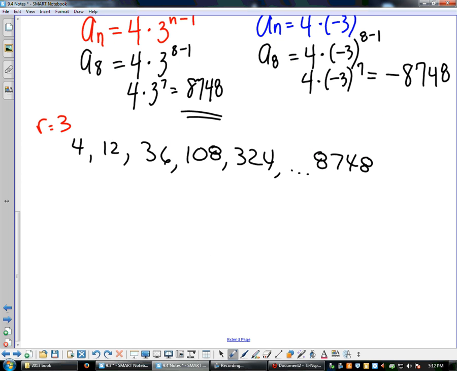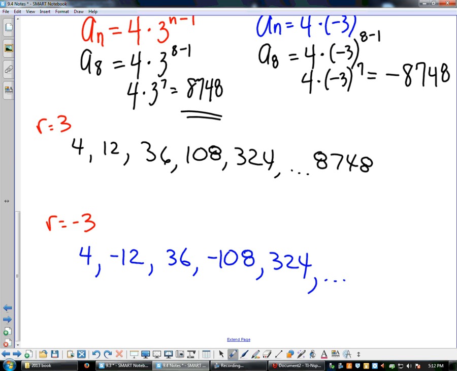If the common ratio was equal to negative 3, what's going to be different about these two is that we would still start with 4, but then 4 times a negative 3 would be a negative 12. Then negative 12 times the negative 3 would be back to a positive 36. The positive 36 times the negative 3 would give us a negative 108. And then we'd get to the positive 324 that we were told was going to be the fifth term, and so on. But when we keep oscillating between positive and negative, when we get to the eighth term, it would be a negative 8,748.